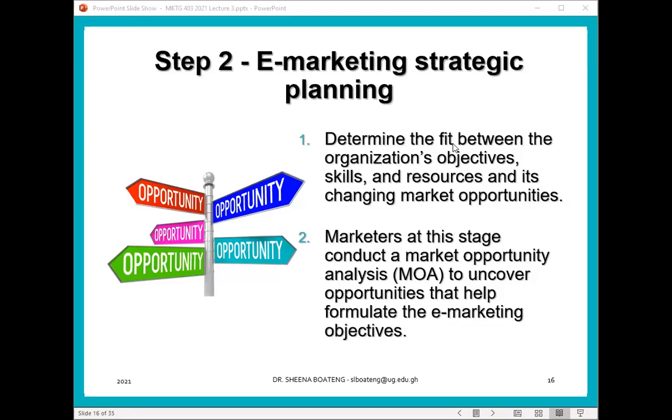So the market opportunity analysis here is very important, because the e-marketing plan, without being able to identify the opportunities that are available to the firm, cannot utilize the various e-marketing tools available to help the firm to achieve these objectives. Emmanuel, your hand is up.